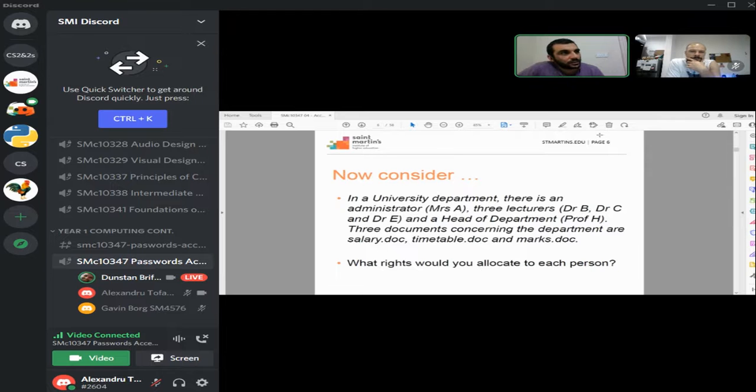Now, when we say rights, let's focus it down to read and write. So who would have read access and who would have write access to these 3 documents? What do you think? It's an open question in the sense that it's up to you how you would allocate them. Any ideas?